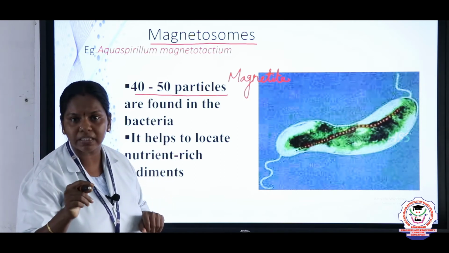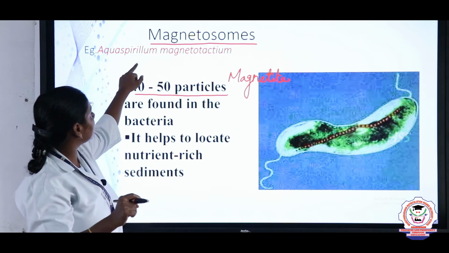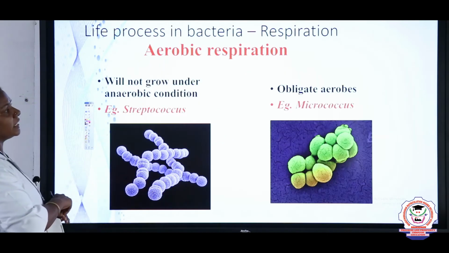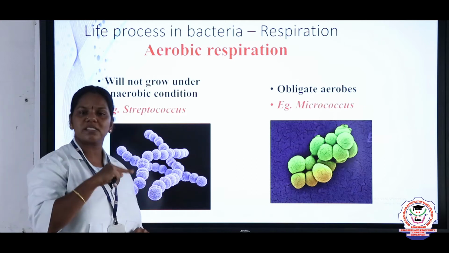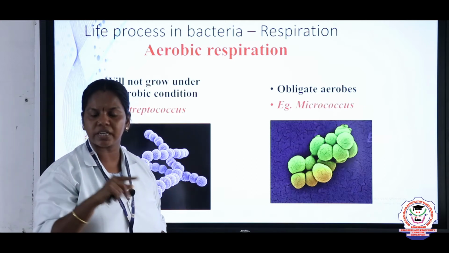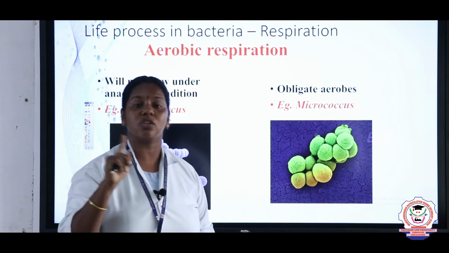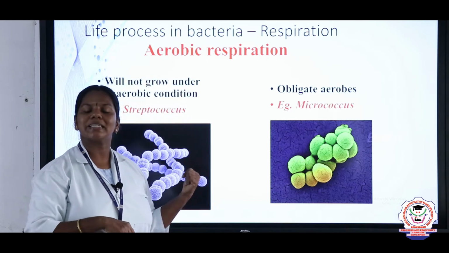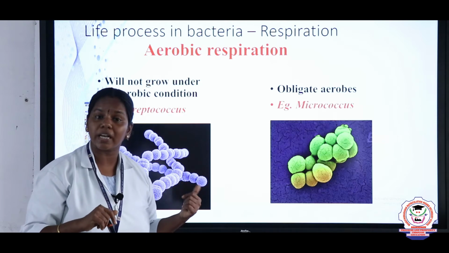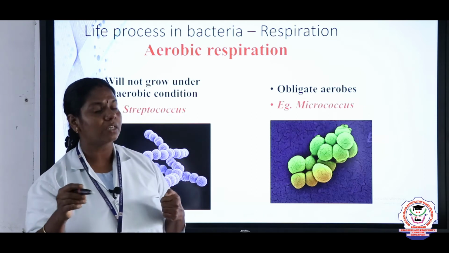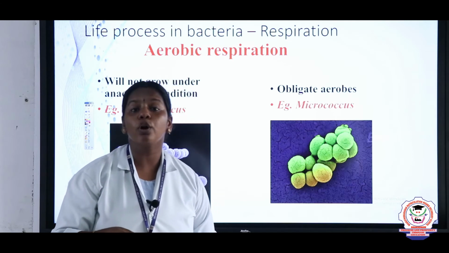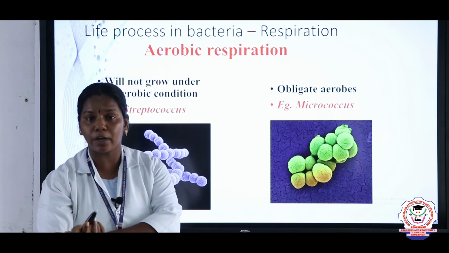What is the name of the bacterium, children? Aquaspirillum magnetotacticum. And now we are going to study the life processes. Two life processes we are going to discuss in this session, children. One is respiration and another one is nutrition. So based on their respiration, they are classified into two types, autotrophic and heterotrophic. What is autotrophic? We have already discussed. Autotrophic means they can synthesize their own food. Heterotrophic means they have to depend on others.